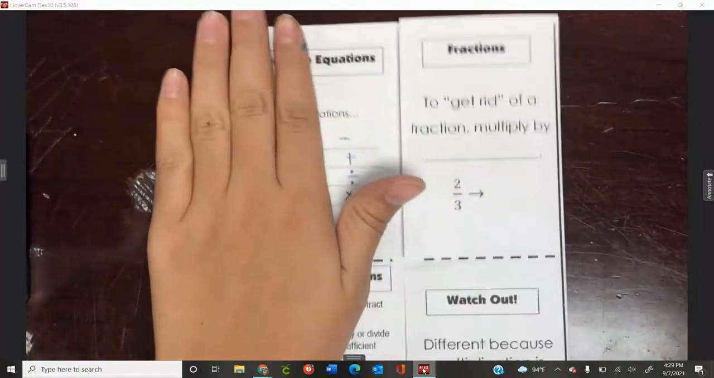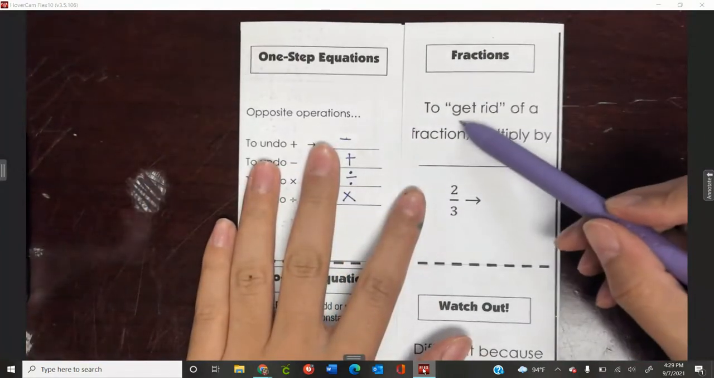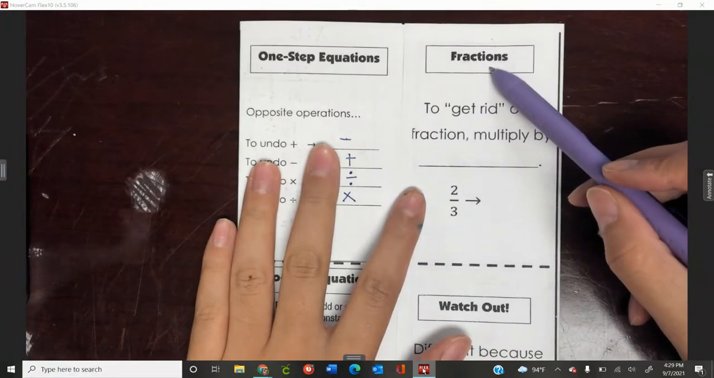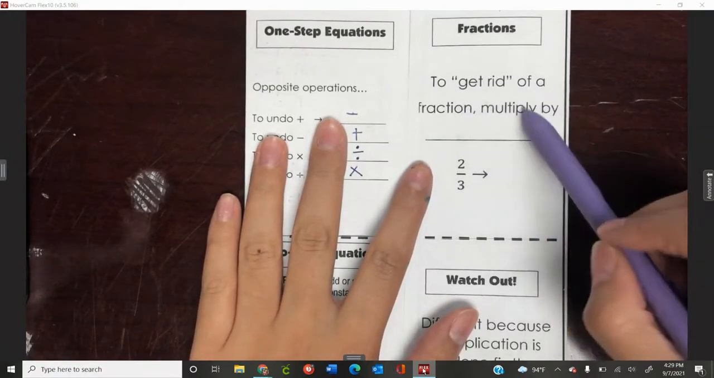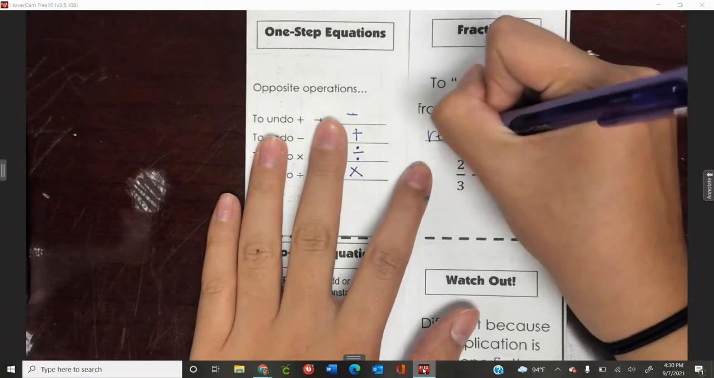Okay, so that's solving one-step equations. But when we're dealing with fractions in front of our variable as our coefficient, to get rid of a fraction, we will multiply by the reciprocal.